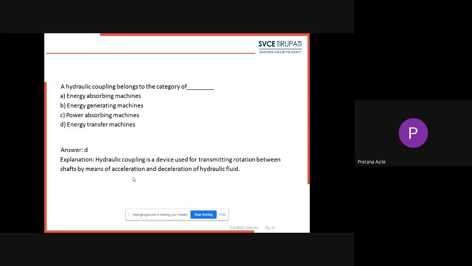The next one, hydraulic coupling belongs to the category of energy transfer machines. So hydraulic coupling is a device used for transmitting the rotation between shafts by means of acceleration and deceleration of hydraulic fluid.